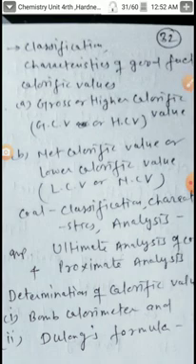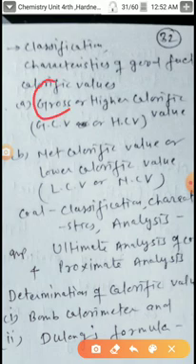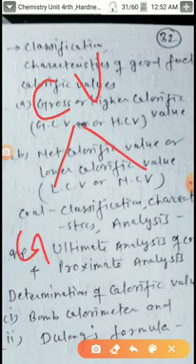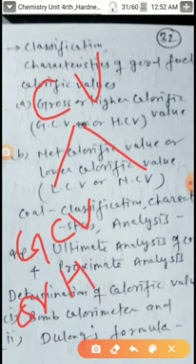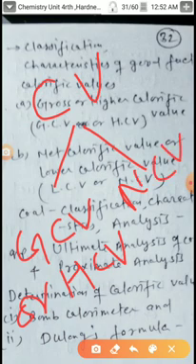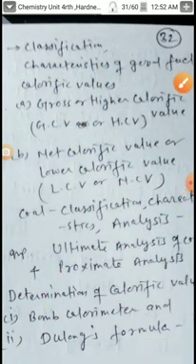The calorific value of a fuel may be divided into two categories. The first one is the gross calorific value or higher calorific value, and the second category of calorific value you must study here is the net calorific value of a fuel, or it may also be called the lower calorific value of a fuel. So it is the classification of calorific value for fuel.